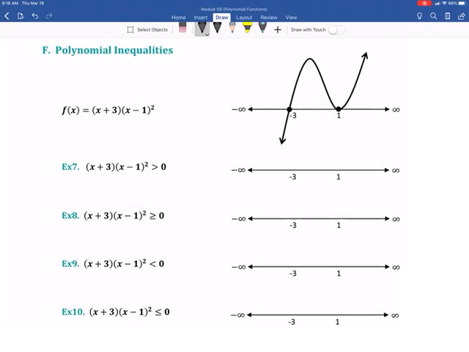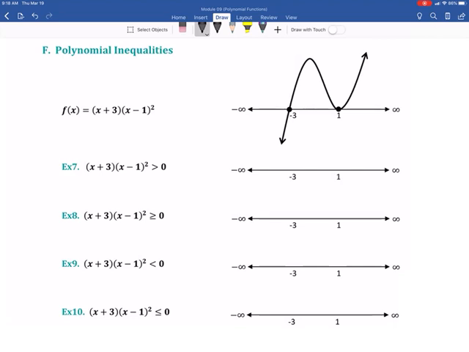Alright, let's look at solving a polynomial inequality. Now on this one we have the graph of this cubic degree 3 polynomial given to us to the right here, this graph of f of x. So we can use that graph to easily answer these examples below of solving a polynomial inequality.